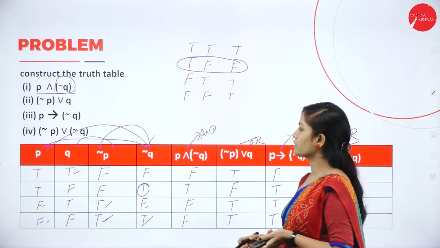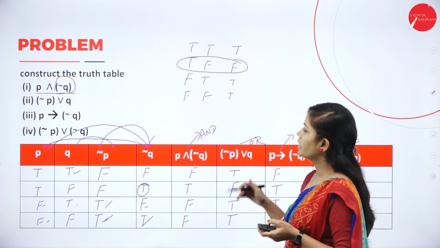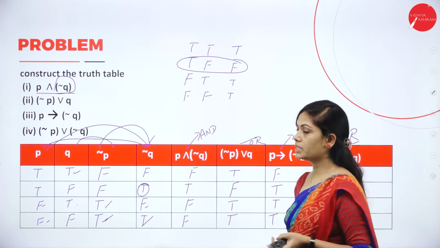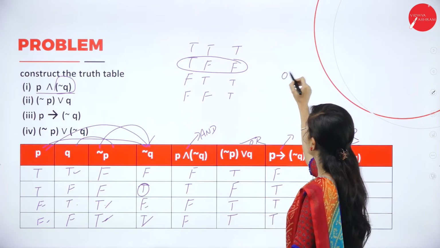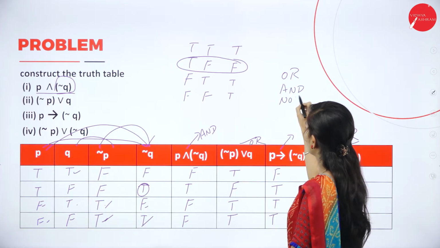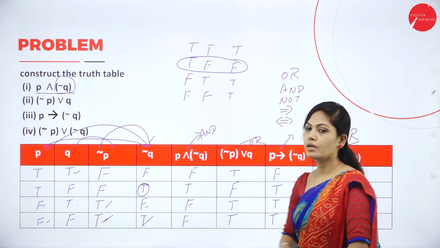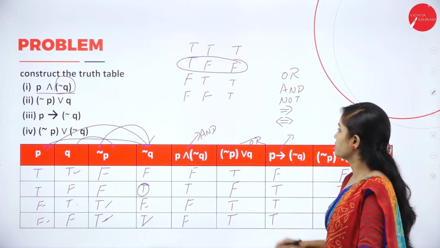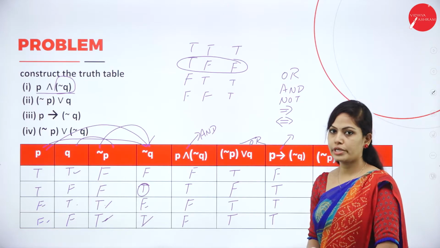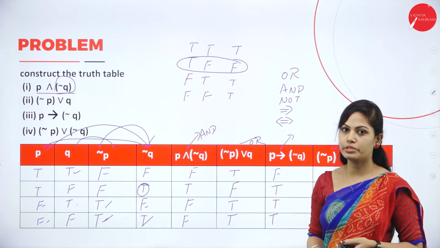It is a very simple concept. First you have to practice and remember all the truth tables. All the truth tables in the sense, first you have to practice the truth tables for OR, NOT, implication and the biconditional statement. So first practice all the truth tables. Then you can easily simplify and construct the truth table.